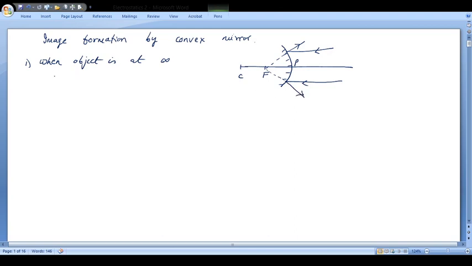So where can you say the image is? The image appears as if it is at focus. So image at focus. And what can you say about the nature of the image? The nature of the image is virtual, because I have to use the dashed lines, virtual, erect, and highly diminished.